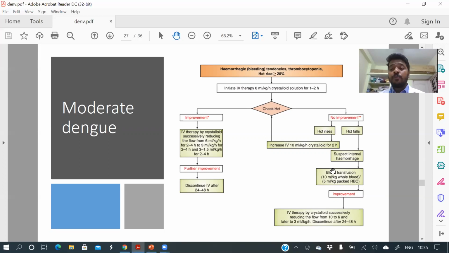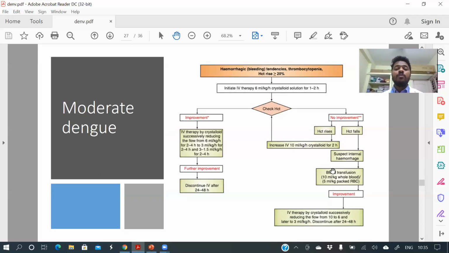If there is no improvement, in the sense that hematocrit rises in the patient, then we have to increase the IV fluids to 10 ml per kg per hour crystalloid for 2 hours. If hematocrit falls very rapidly, like a fall of some 10 or 20 within 1 or 2 hours, then we have to suspect internal hemorrhage. These patients are candidates for blood transfusion, where we have to give 10 ml per kg whole blood or 5 ml per kg packed RBCs.